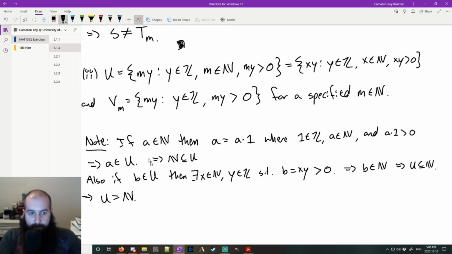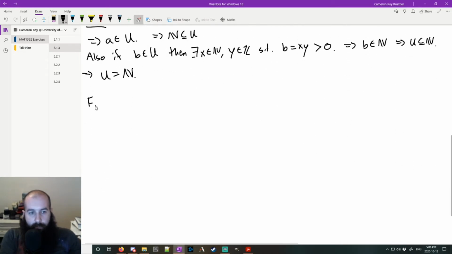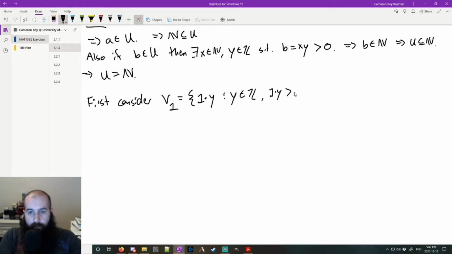Now let's look at V sub m. Let's first consider V sub 1. We're fixing m to be 1. This means that V sub 1 is 1 times y, where y is an integer, and 1 times y is greater than 0. If 1 times y is greater than 0, then 1 times y is natural. And if you have a natural number, it can be written as 1 times itself. So by a similar argument as here, this is equal to the natural numbers.